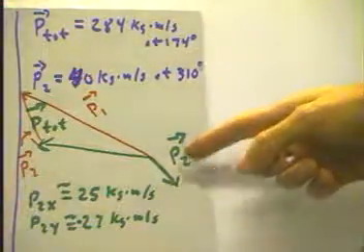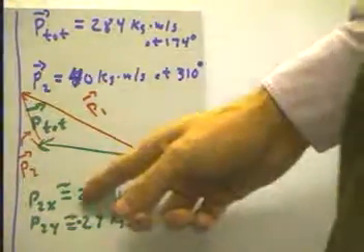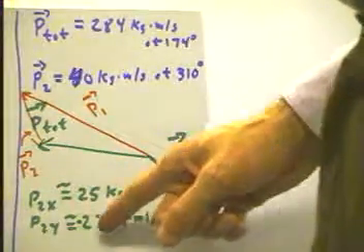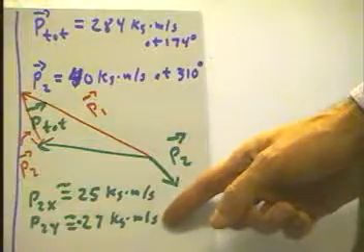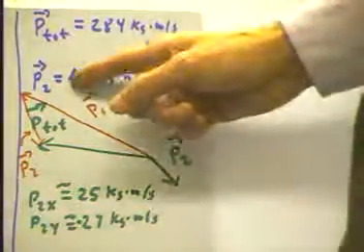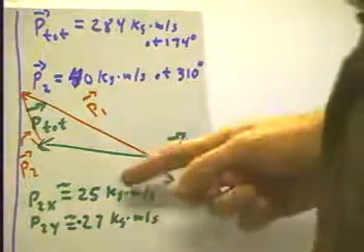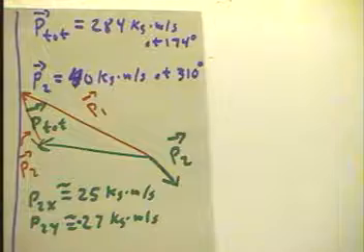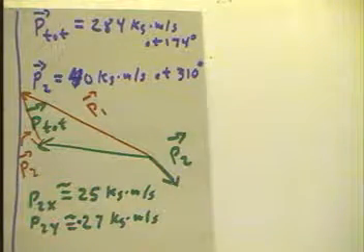We can find the x and y components of P2. We get an x component of 25 kilogram meters per second and a y component of about negative 27 kilogram meters per second. And I'm not real confident of those numbers either. Take your 40 kilogram meters per second at 310 degrees and make any correction you might feel like you need to my figures here. And we'll go on with this in a moment.